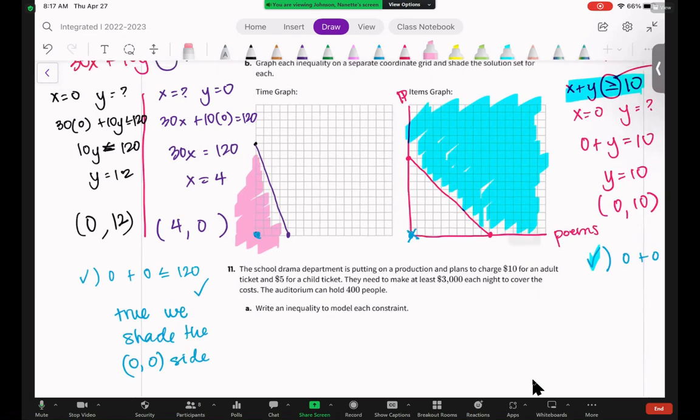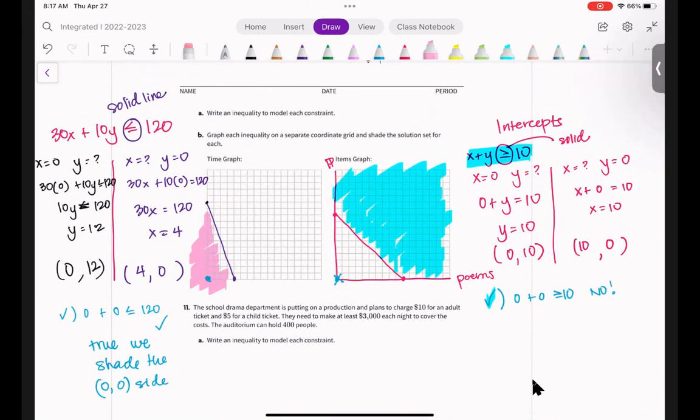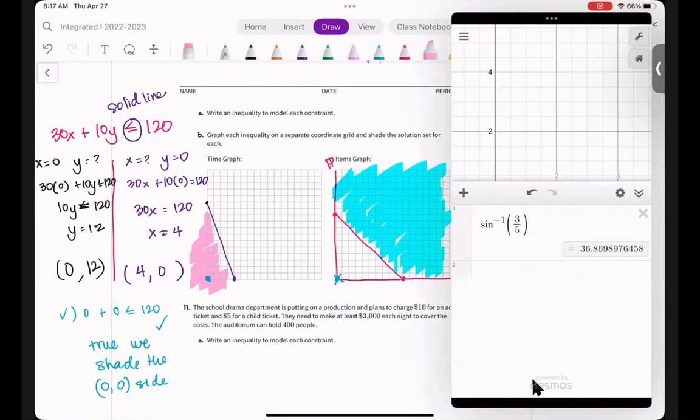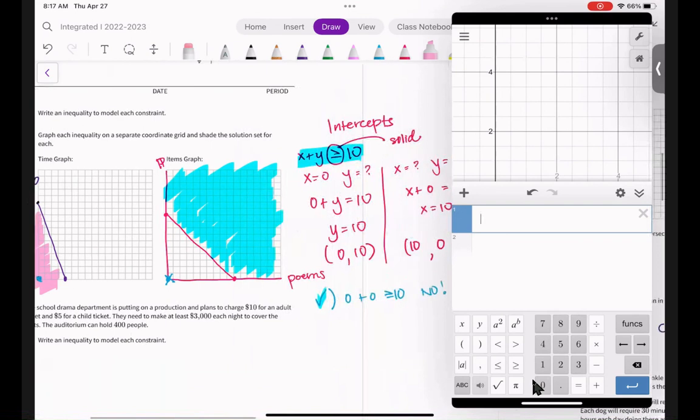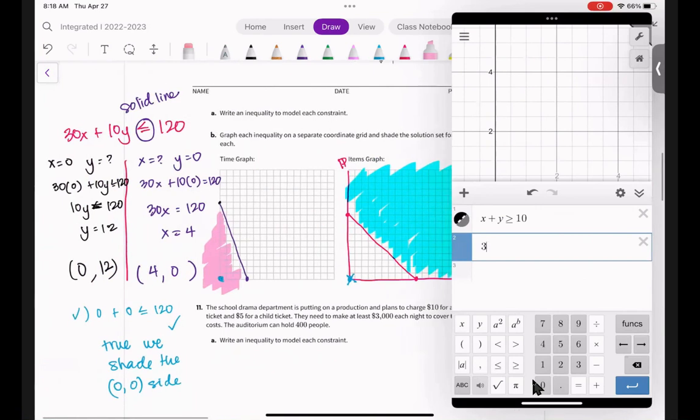Okay. So they didn't ask us to find the solution set, but because we're finished with the chapter, they were going through steps and steps. I do want to show you what it actually looks like and check to see if we did a good job. So my equations were x plus y is greater than or equal to 10, and 30x plus 10y is less than or equal to 120.